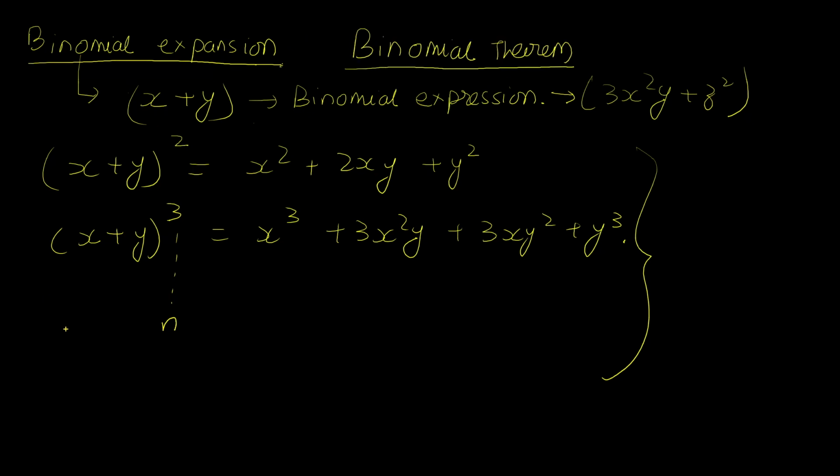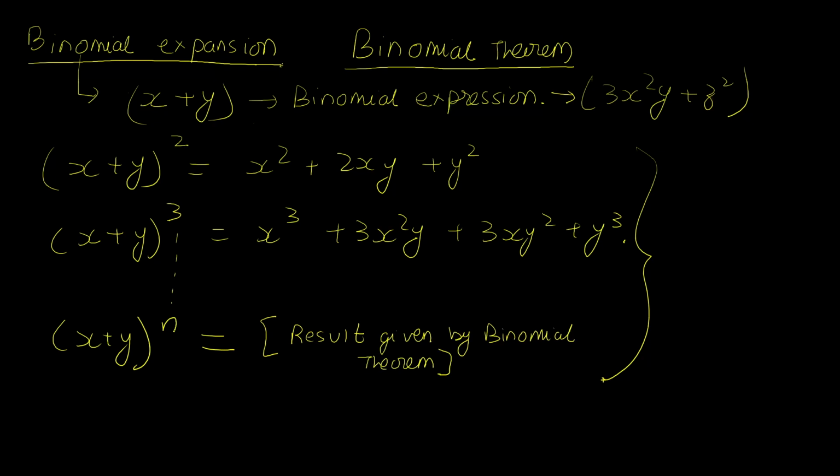So if I were to take my binomial expression x plus y and then raise it to the power of n, the result of this expression would be given by the binomial theorem. So next we want to provide a formal statement of the binomial theorem. But let us observe some patterns in these two expressions so that we have a better idea later of what the theorem actually means. So let's get started by looking into this simple expression.